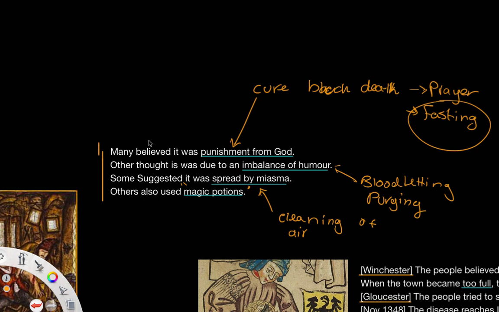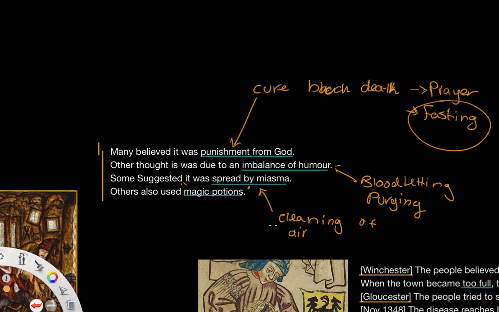Bear in mind, again, 1/3 of the population died from this disease, okay? Which means that people were desperate and tried anything. People used prayer, people used bloodletting, people used incense to clean the air. All of these things, all to no avail, okay?